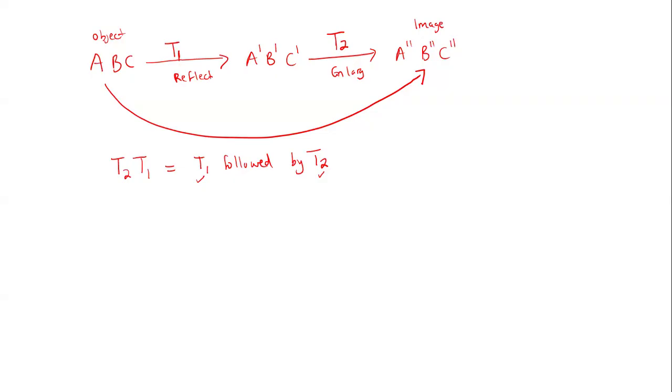I repeat, when they ask us for a single matrix that takes us from object to image, we get the last matrix we multiplied times the first matrix we had. And remember, in matrix transformation you cannot interchange the two. So I repeat, always get the last matrix you multiplied to get the final image times the first matrix you had.